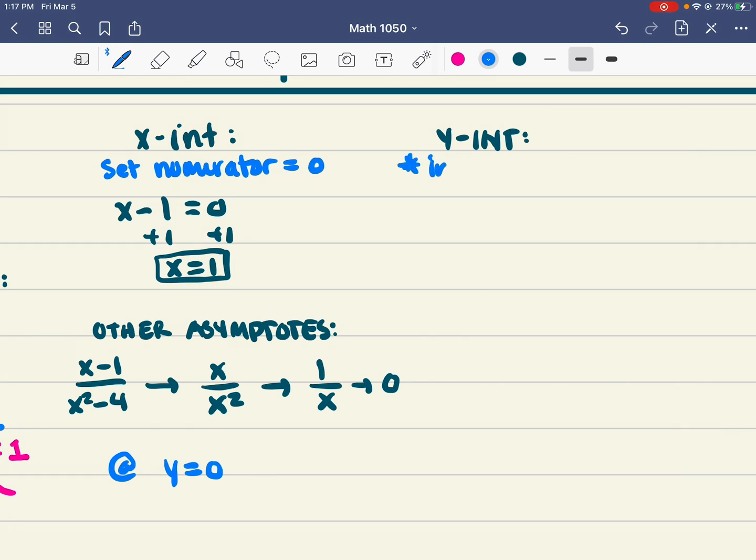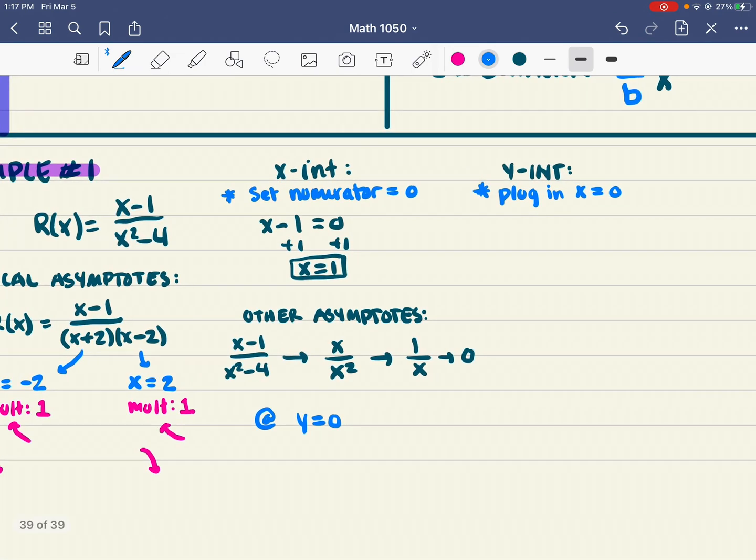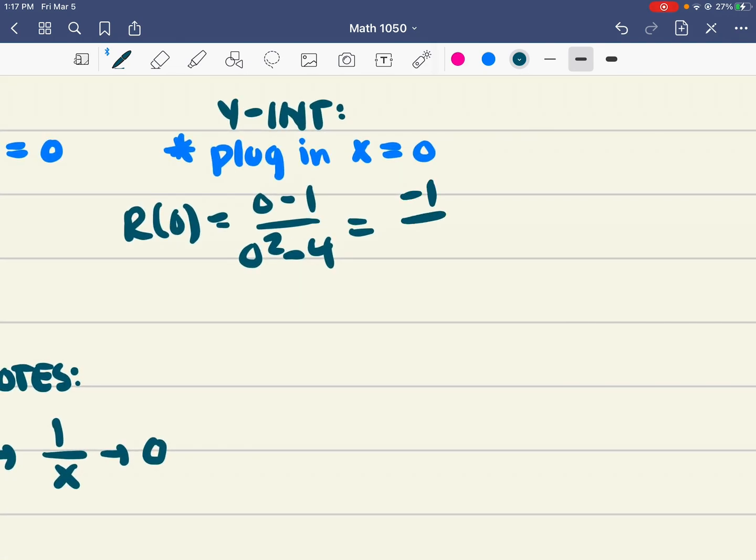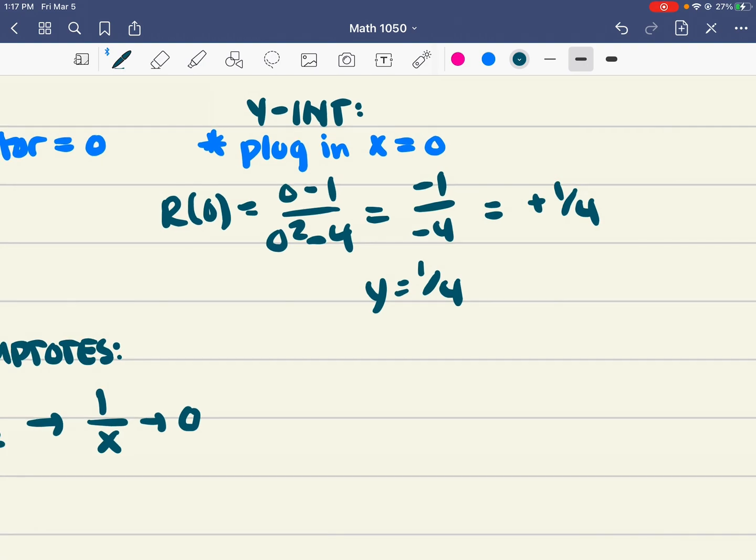For the y-intercepts, what we do is we plug in 0, because y-intercepts always happen at x equals 0. So we plug in x equals 0, which is a cinch, right? So our r of 0 equals 0 minus 1 on the top and 0 squared minus 4 on the bottom. So negative 1 over negative 4, which is positive 1/4. So we have a y-intercept at 1/4.